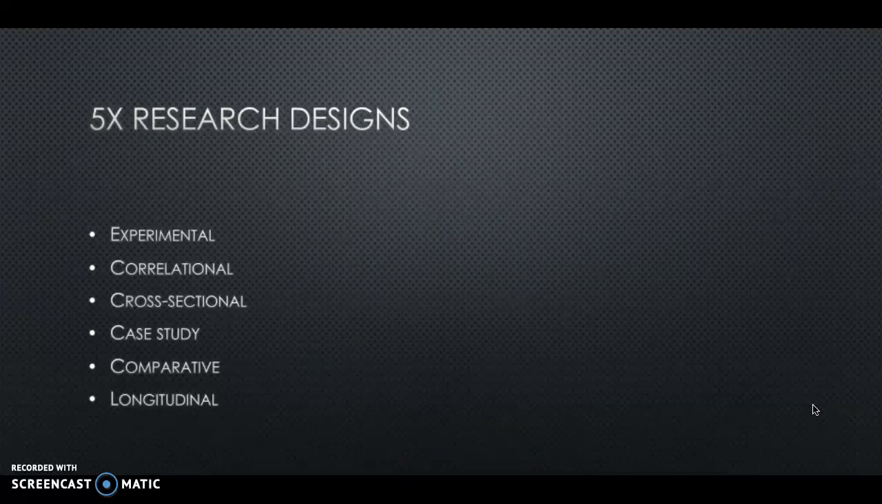There are 5 types of research designs: experimental, correlational, cross-sectional, case study, comparative, and longitudinal. A longitudinal design is where research is conducted at different time points in order to see how variables change over a period of time. An example of this is looking at a gymnast at the start of their career and seeing the change of flexibility levels over a decade.